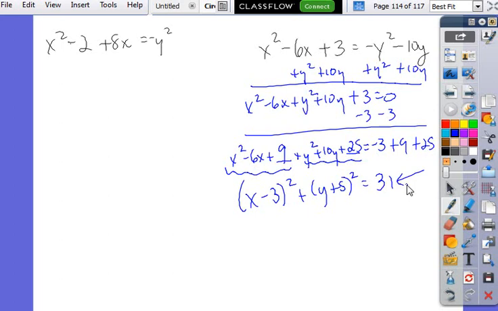The center would be (3, −5). The radius is the square root of 31. I'm going to leave it as the square root of 31. Now you can put 5.5 or 5.6 or whatever, but I'm okay with root 31.